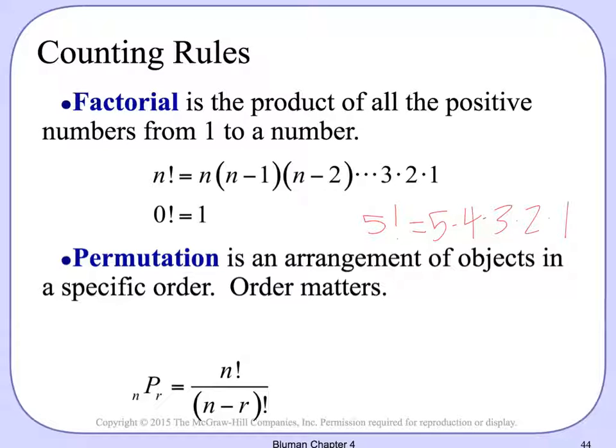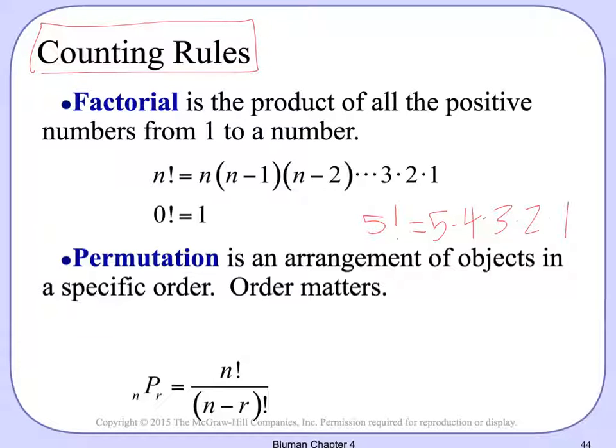Okay, so permutation. We're going to talk about the difference between permutations and combinations. You may have heard these before, but again, I'm hoping we have some clarity with this. But they're ways of counting objects. We're talking about counting rules, okay? Notice the title on this lesson is counting rules. So ways that we can count things.